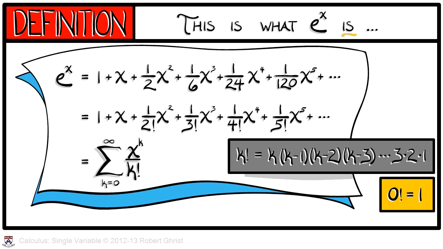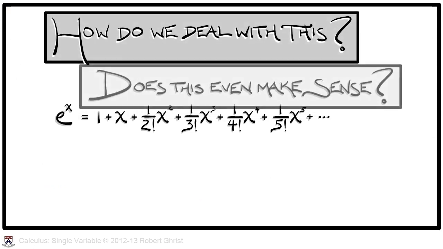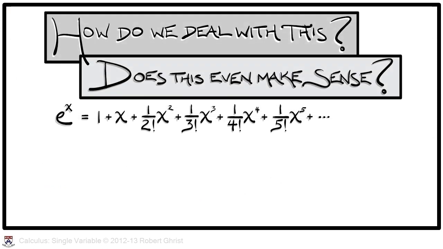Thus, we could write our definition for e to the x using summation notation, as the sum k goes from 0 to infinity of x to the k divided by k factorial. This is a formula that you are going to want to memorize, as we will be using it throughout this course. Well, definitions may be nice, but what do we do with it? How do we deal with this statement? How do we even make sense of this infinite sum?